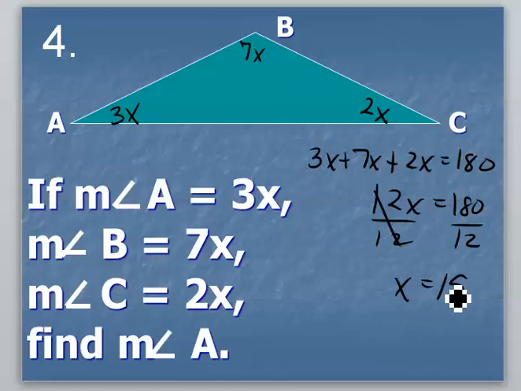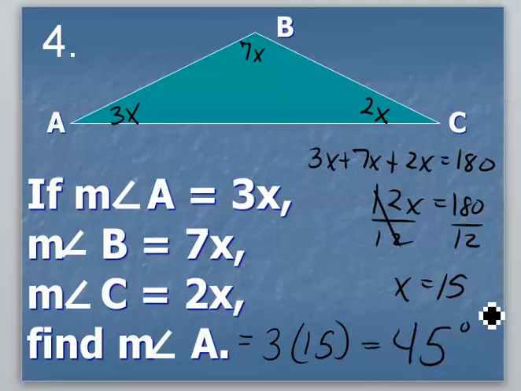Now I'm going to go back to my problem and see what I need to plug in for. They're asking me to find the measure of angle A, which is 3x, so 3 times 15 means that this would be 45 degrees. To double check my answer, I could plug the 15 into the other angles. 7 times 15 is 105. 2 times 15 is 30. 30 and 105 is 135 plus 45 does add up to 180. Just to double check and make sure I got it right.